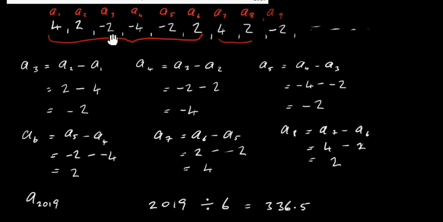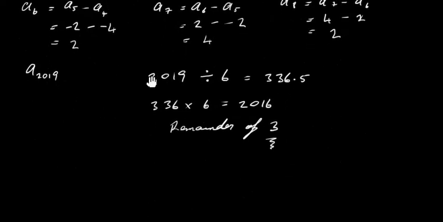So the 2019th term is minus 2. So A2019 is minus 2. This is our answer here. Okay, and that's it for this particular question.